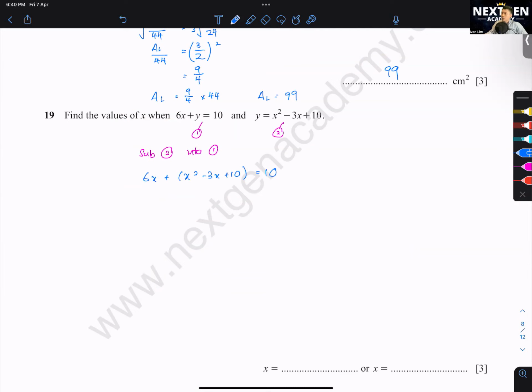Okay, simplify this. We will get a quadratic equation, x squared plus 3x. Right, 6x minus 3x, then 10 and 10 will cancel, then equals 0. Okay, this one, how to factorize this? If I only have ax squared and bx, I factorize x out. Okay, so this will be x times x plus 3. Then I will have two answers. x equals 0. x plus 3 equals 0, x equals -3. Okay, so this one is 0. This one will be -3.